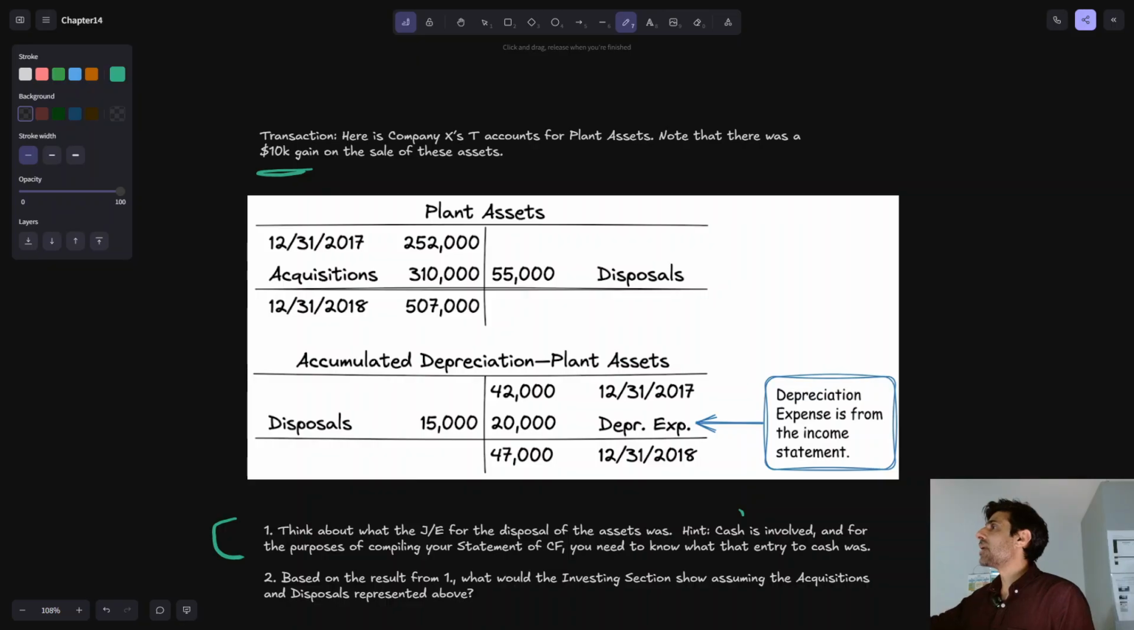And that amount, whatever cash came in, it's going to be a debit to cash, because again, you're selling this asset, you're disposing of it. That is going to appear on your statement of cash flow. So why don't you all take a second and try to figure this out? Try to figure out what the journal entry was for the disposal.